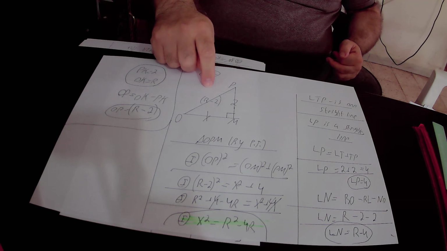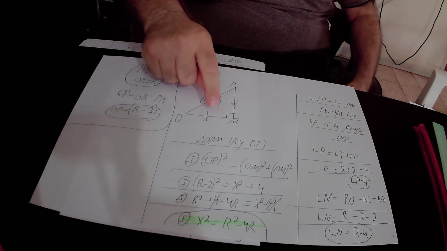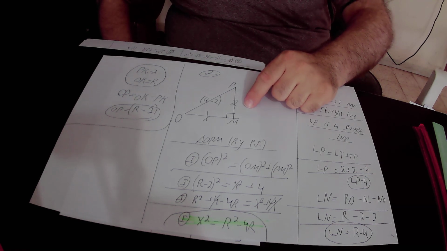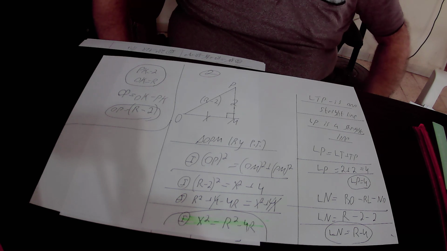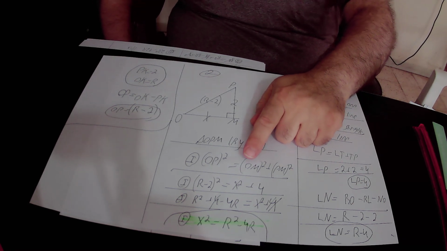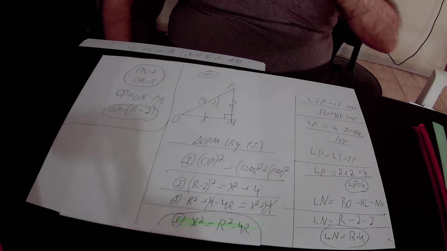OP equals capital R minus 2, therefore OP square is (R minus 2) square, that equals OM square. OM is x, so OM square is x square, plus PM square. PM is 2, so PM square is 2 square, that is 4. So in conclusion, according to equation number 1 and the Pythagoras theorem, (R minus 2) square equals x square plus 4.